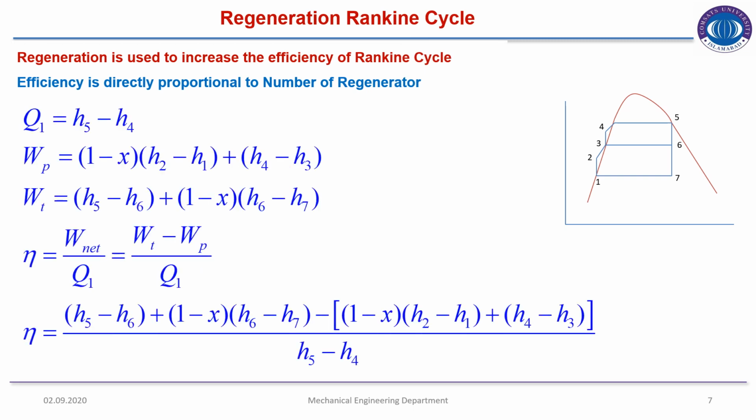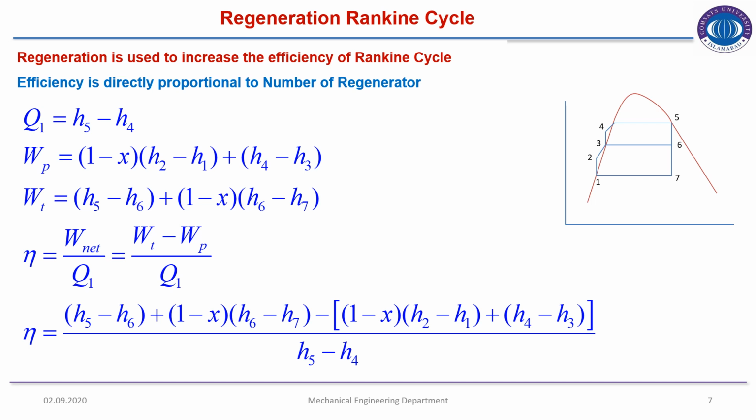So to calculate the efficiency of a Rankine cycle when the regeneration process is included, we use all the terms we have calculated in the previous slide: Q1, the combined pump work, and the total turbine work produced. So the efficiency is W net divided by Q1. W net is the work done by the turbine and the work consumed by the pumps.